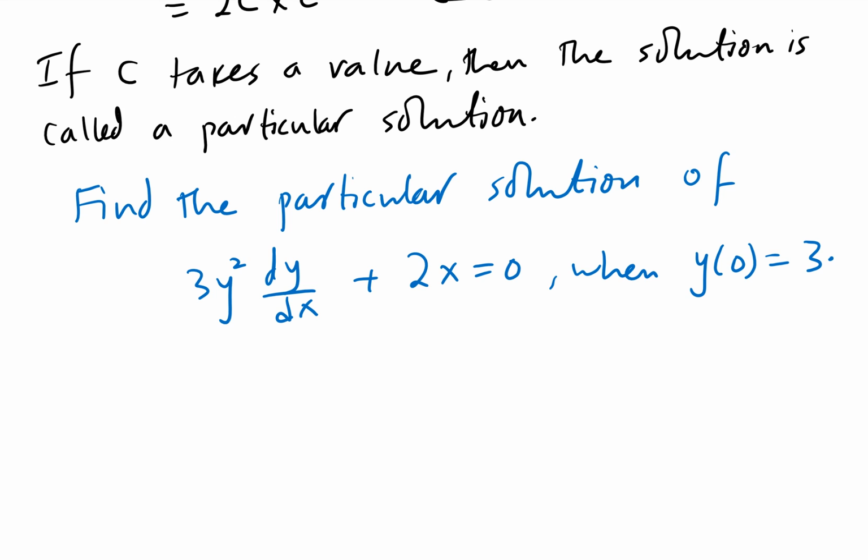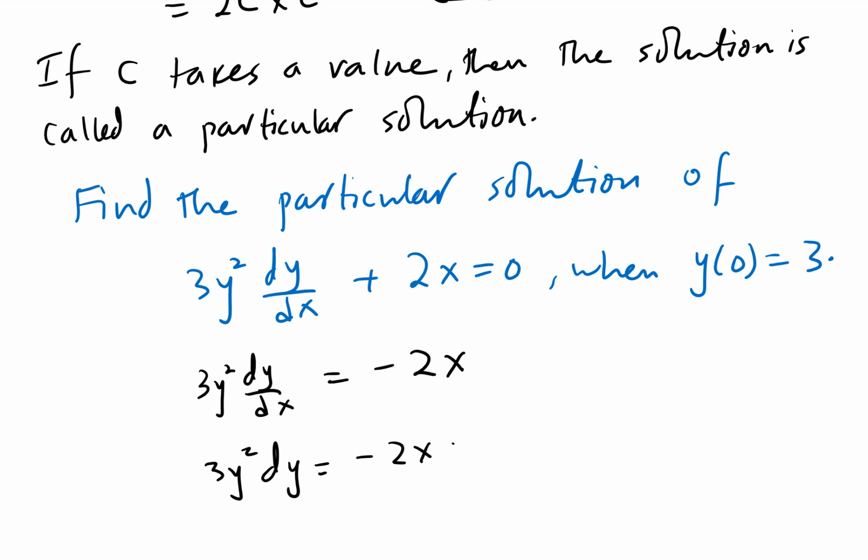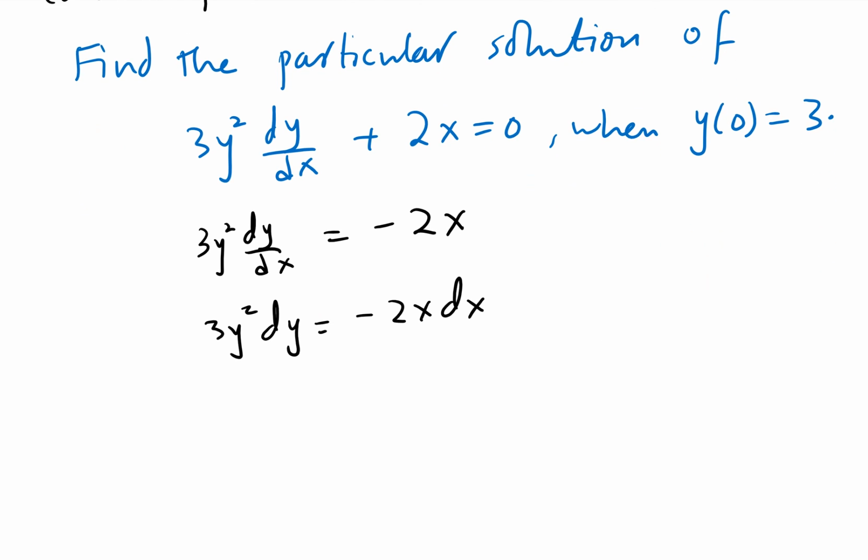So to do that, we need to do separable first. So we keep this here. We subtract 2x on both sides. Then I want to get the dx to the right hand side, like so. Look, on the left hand side there's only y's, on the right hand side only x's. Now we integrate both sides.